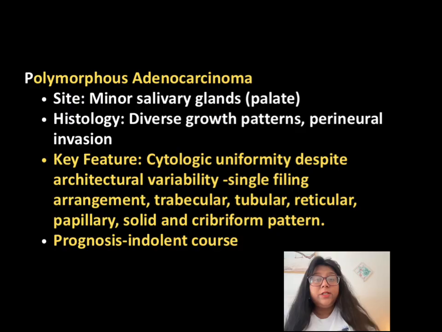Polymorphous adenocarcinoma. The main site of polymorphous adenocarcinoma affected is the minor salivary glands. Histologically, diverse growth patterns are seen and perineural invasion is seen in these tumors. The key feature is cytologically they are uniform tumor cells despite their architectural variability, which could be of many types like single filing arrangement, trabecular, tubular, reticular, papillary, solid, and cribriform pattern. And prognosis, they have an indolent course.